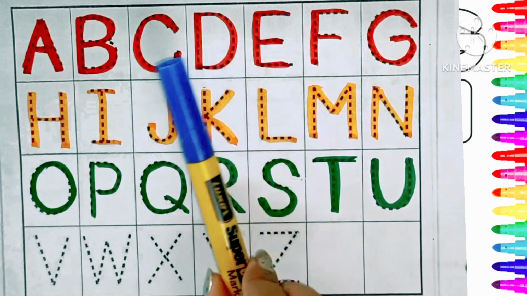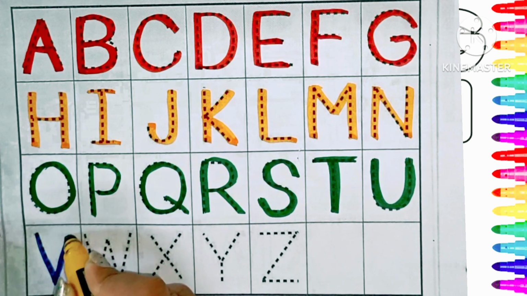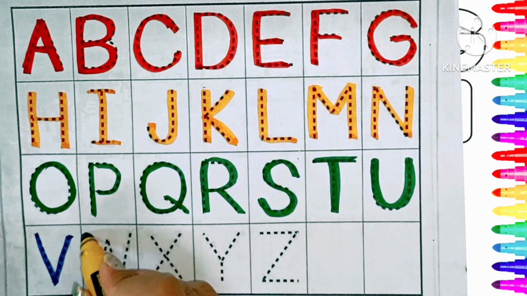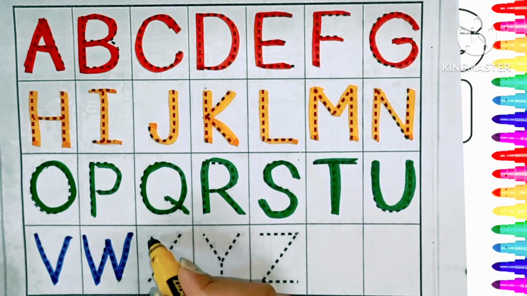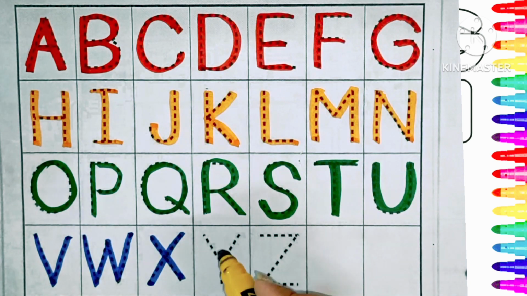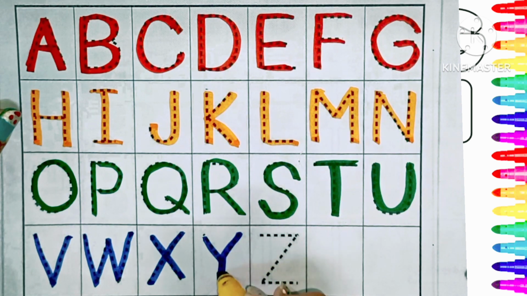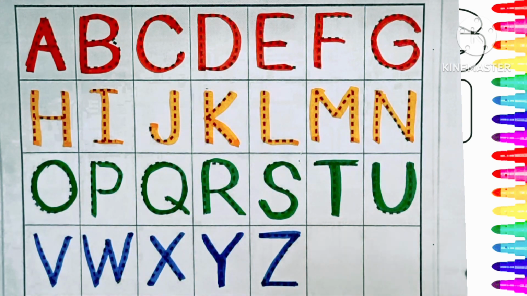ब्लू कलर में अभी लिखते हैं। V, V for violin, W, W for watermelon, X, X for Xmas, Y, Y for yak, Z, Z for zebra.